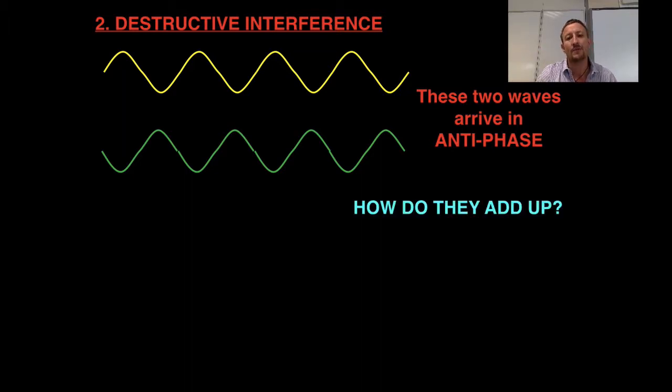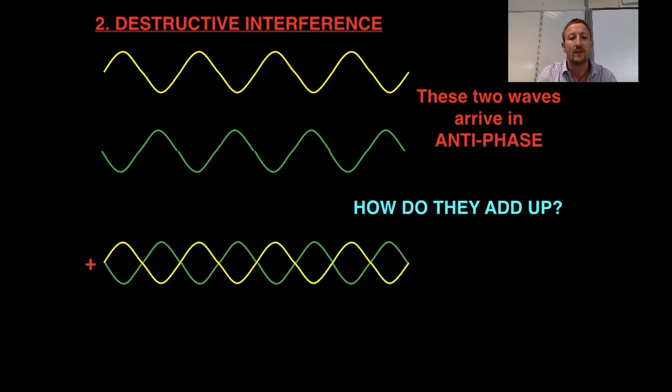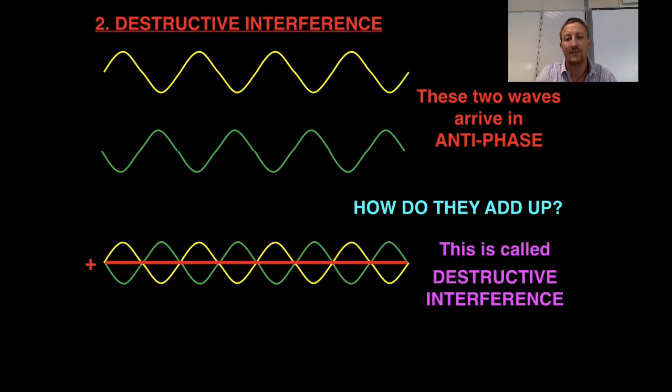Okay, so what happens when they add up together? So what we get is that there's our green wave, there's our yellow wave. We see peak meets trough, peak meets trough, peak meets trough. Now, because they're the same amplitude in this case, and they're working at the same frequency, i.e. the same speed, the result is they are going to cancel out. So basically our standing wave is going to be a flat, calm surface. As a result, we call this destructive interference.